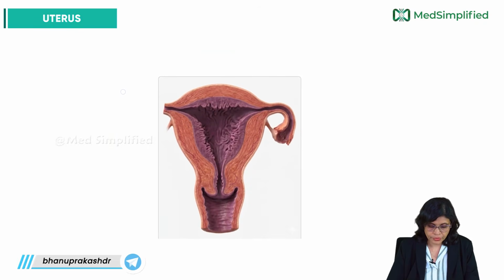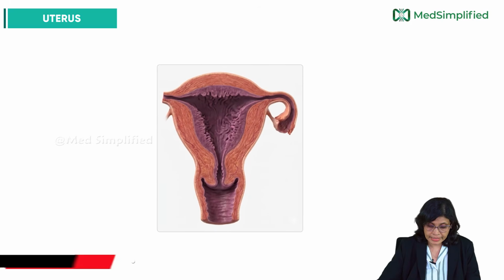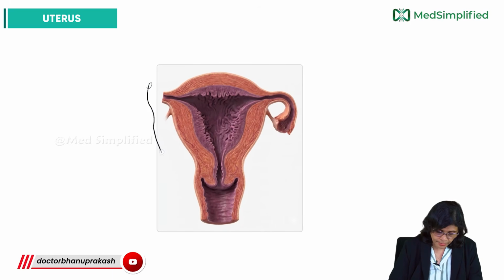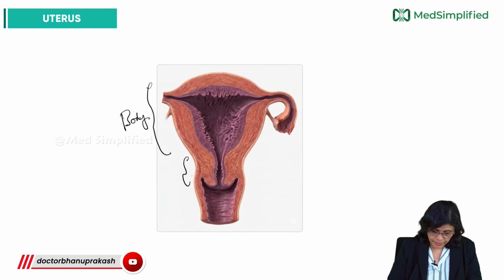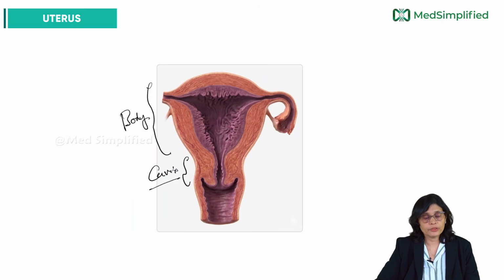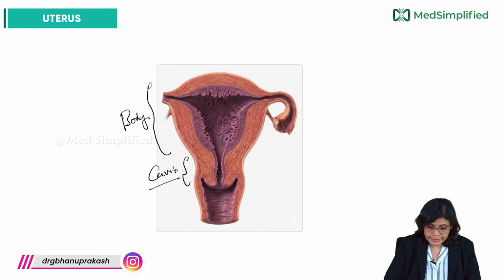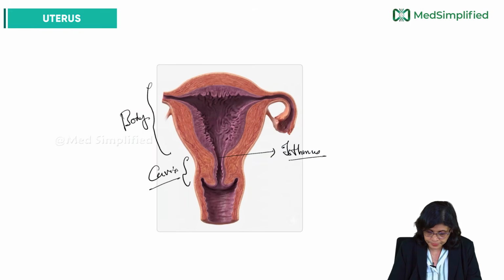So let's look at the parts of the uterus. Briefly I told you about the different parts. The upper part is the fundus. The uterus is mainly divided into two parts: the larger part we call the body, and the smaller lower cylindrical part we call the cervix. The upper two-thirds is formed by the body, whereas the lower one-third is formed by the cervix. The junction between the body and the cervix we call the isthmus or the internal os.